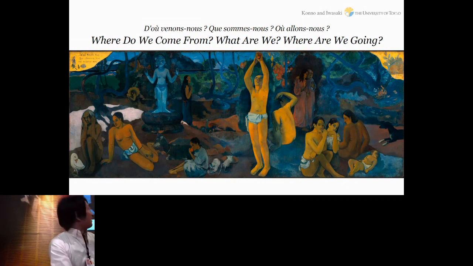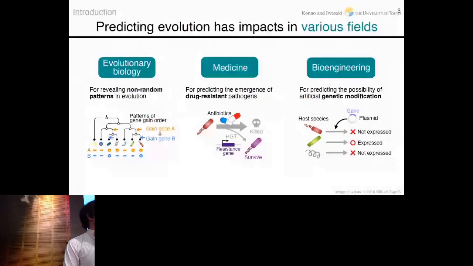But anyway, so where do we come from? This is evolution. And what are we? This is genomics. Then, where are we going? This is what we want to address in this study. That is predicting a future evolution of genomes.